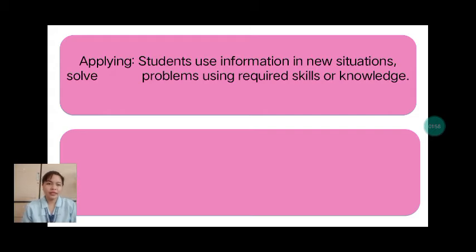Next is applying. In applying, students use information in new situations and solve problems using required skills or knowledge. In this level, it requires the application of principles and concepts to solve problems, perform tasks, or demonstrate skills in real-world scenarios using your understanding and knowledge in the specific topic. You will use your knowledge in a real-world situation or scenario.